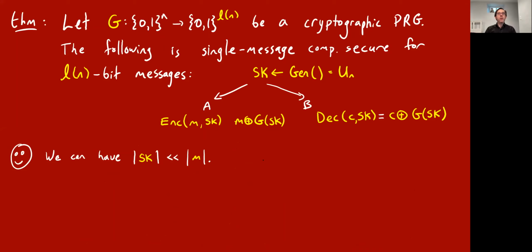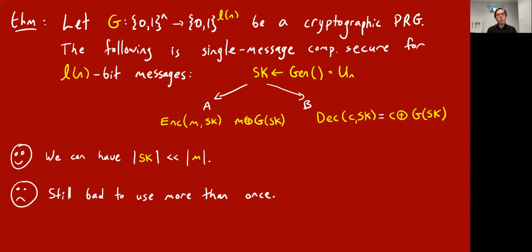Okay, so let's review. This is kind of cool. We're happy because now we have a scheme where the length of the keys can be much less than m. The key length can be n, and you can encode messages of length n to the 10 or n to the 20 or anything like that. That's nice.